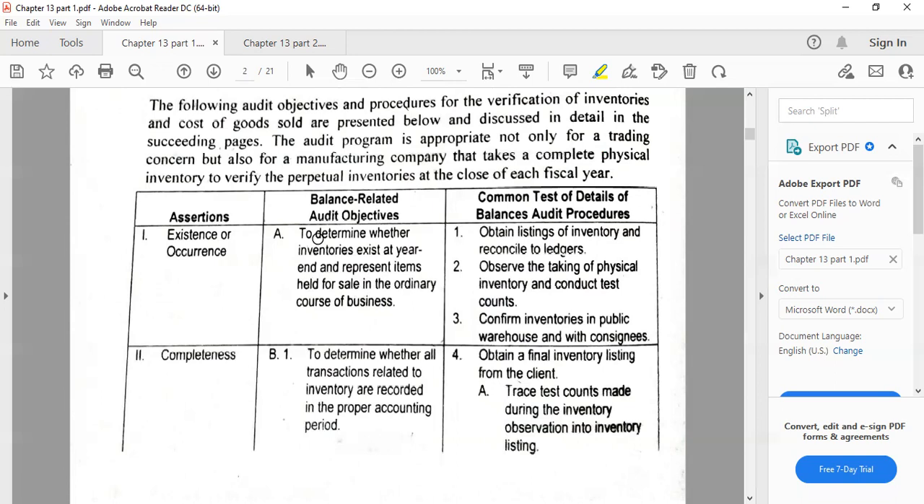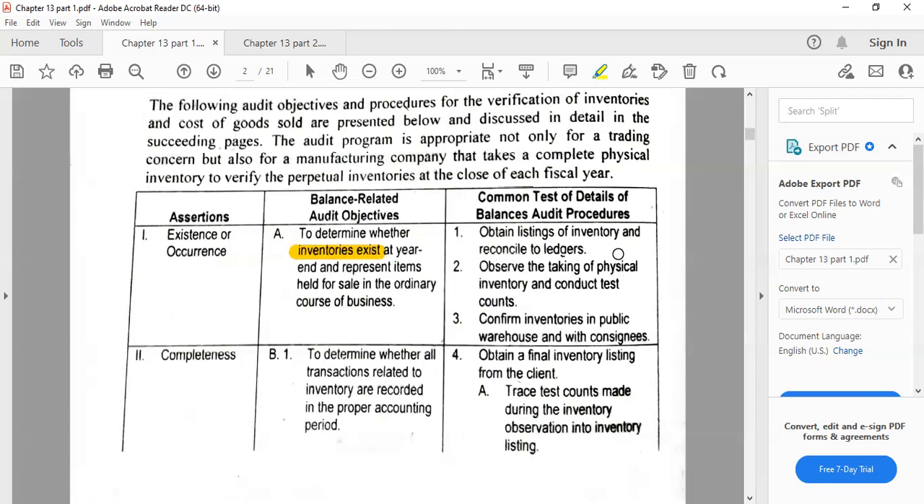Right? Okay, so the balance-related audit objective with respect to existence or occurrence is to determine whether inventories exist at year-end and represent items held for sale in the ordinary course of business. This means that if you look at the balance sheet of the company, inventories are presented, let's say, worth 1 million. As auditors, we need to determine whether this reported 1 million of inventories actually exist. Okay, actually exist.